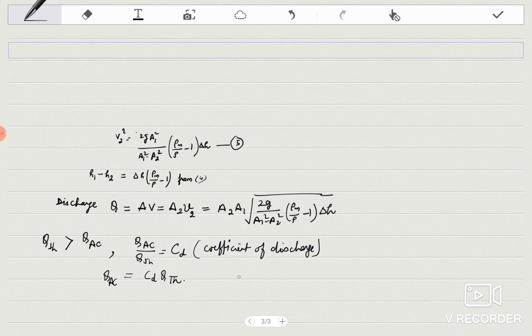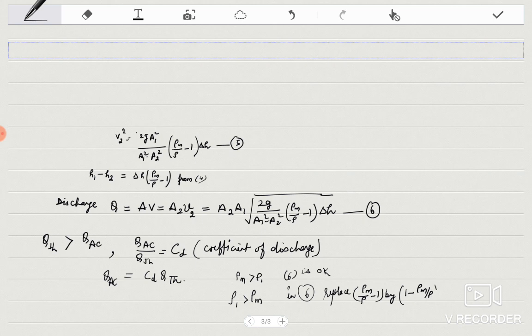You have to keep in mind that if rho m is greater than rho in this expression 6, then you write 6 as it is. But if in any case rho is greater than rho m, then you have to reverse this expression. In 6, replace rho m upon rho minus 1 by 1 minus rho m upon rho, and other things will remain as such.